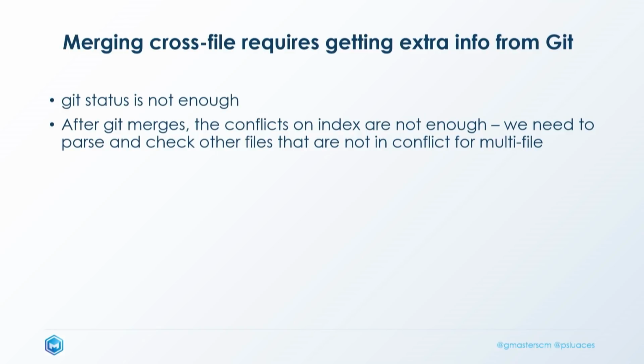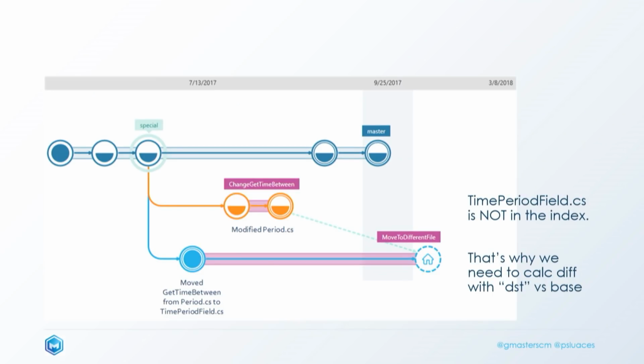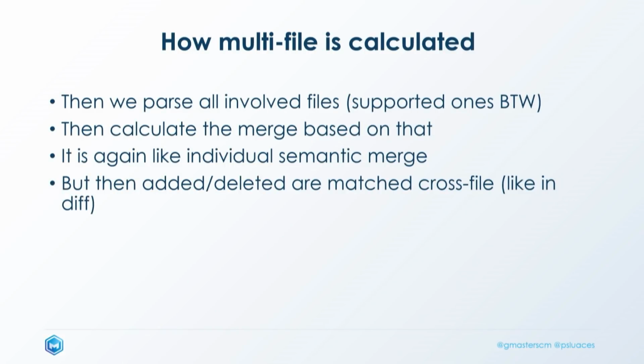Well, as I said here, the Git status was not enough because it's not in the index, and then we need to get this extra info. OK, well, that's just exactly what I explained, that we need to diff the destination versus the base, and time period field is not in conflict, but it's involved. So how is multifile calculated? As I said, we parse all the involved files. By involved, we mean what I just explained, like everything in there. Then we calculate the merge based on that. And it is, again, like an individual file merge, like an individual semantic merge. You go just trying to calculate all the conflicts and so on. But then all the added and deleted, that's the magic always. All the added and deleted are move candidates, even cross-file. And that's what we calculate.